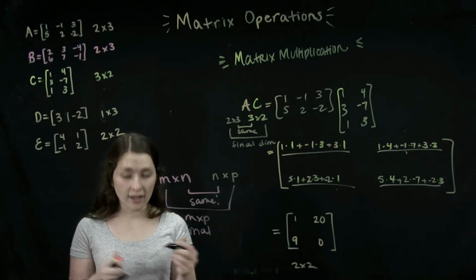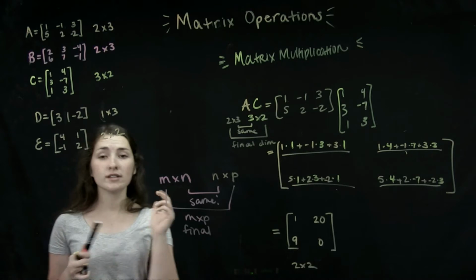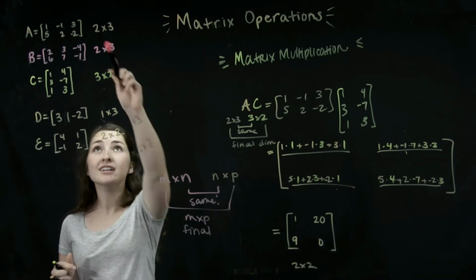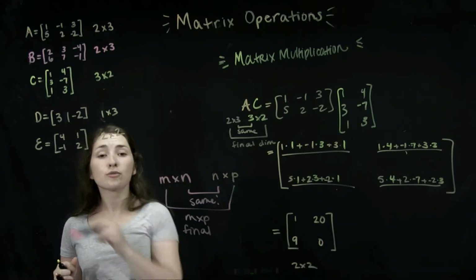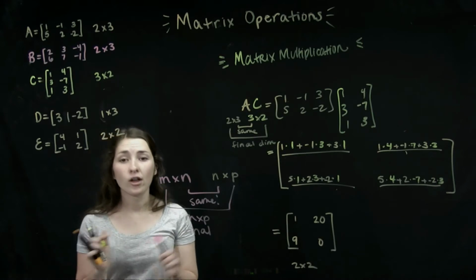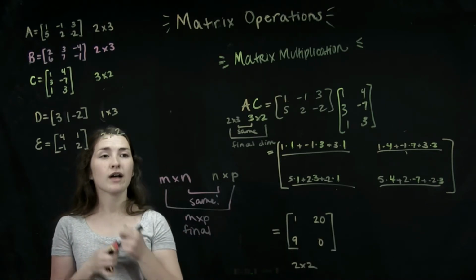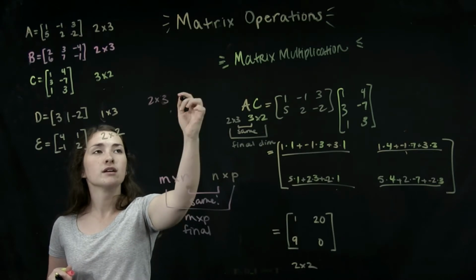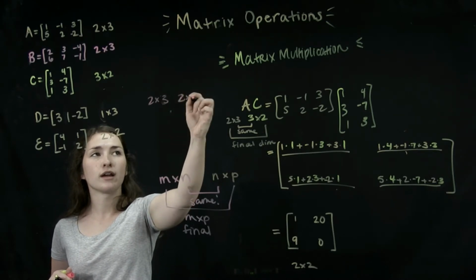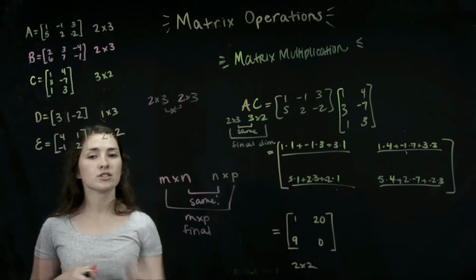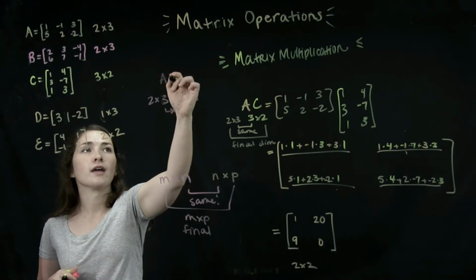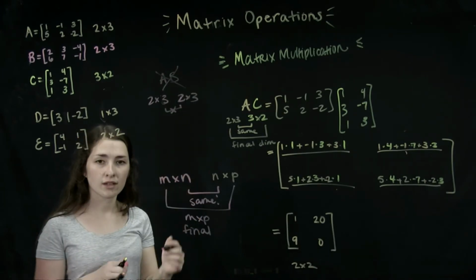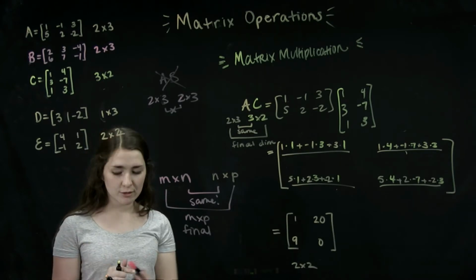So that's why A times B wasn't defined, because there's 3 columns in A and only 2 rows in B. So we'll have a 2 by 3 times a 2 by 3. These two are not the same, so we cannot multiply A and B. So there we go. So this is matrix multiplication.